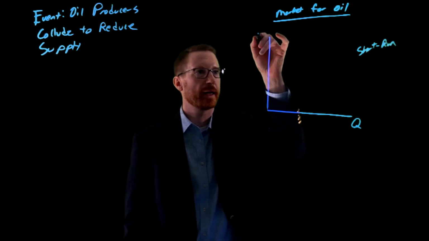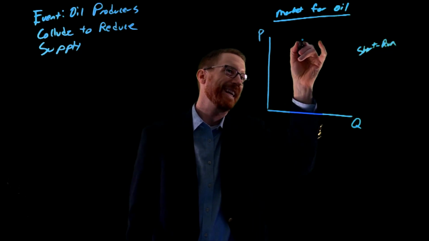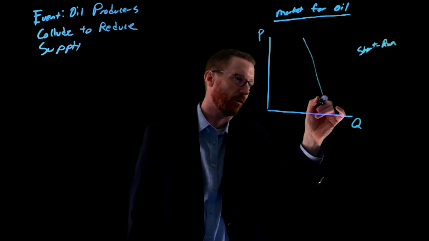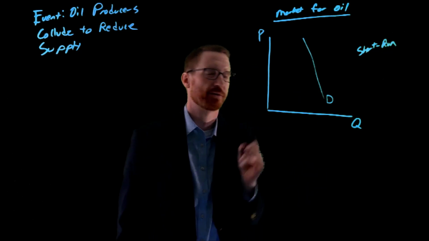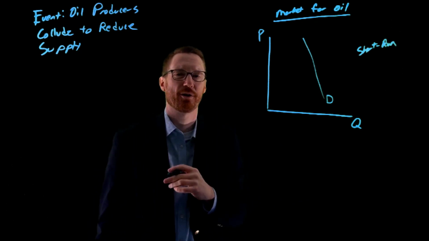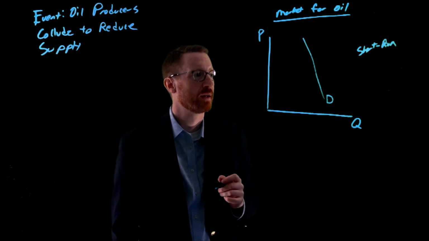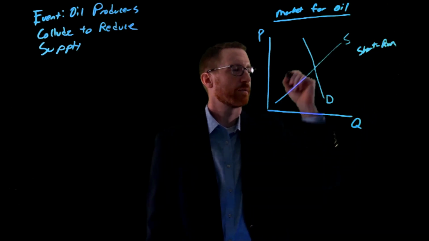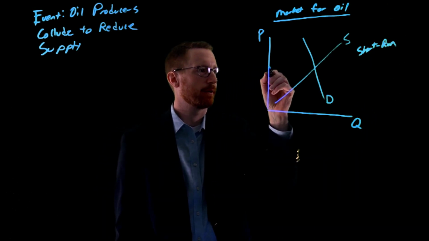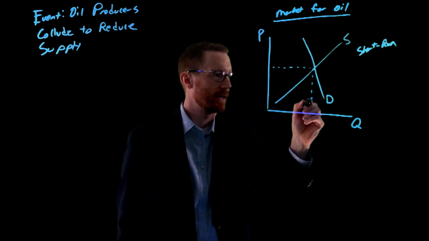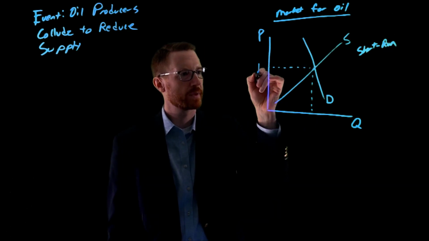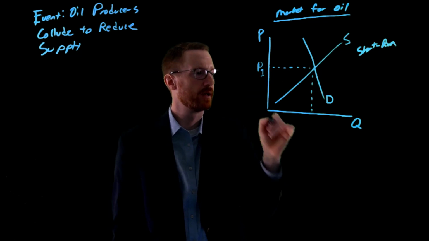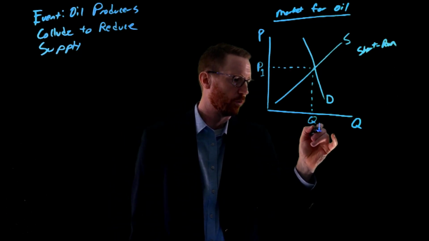So we've got quantity, price. We've got an inelastic demand for oil in the short run, right? So demand is a pretty steep curve in the short run. And we've got to put in a supply curve. So toss in a supply curve and we'll label in our initial equilibrium. So we'll call it P1 and Q1.